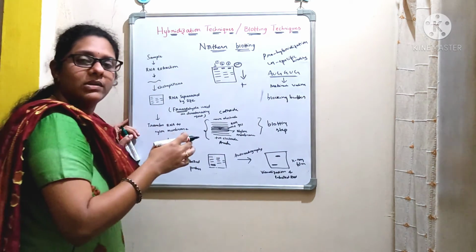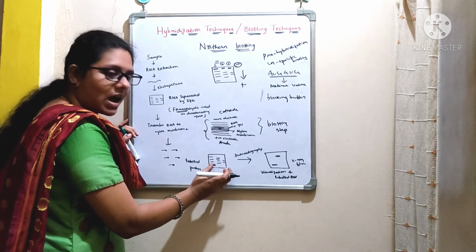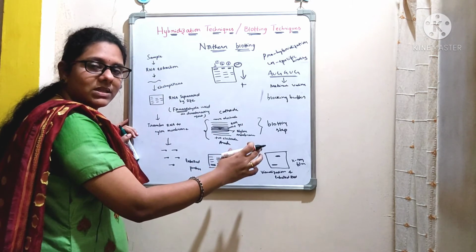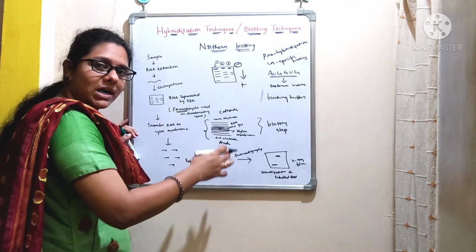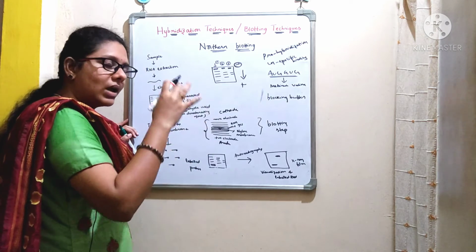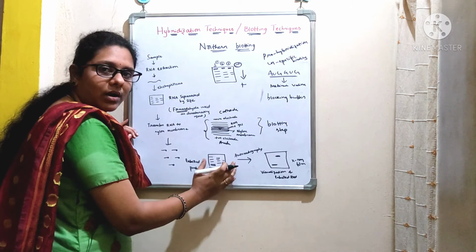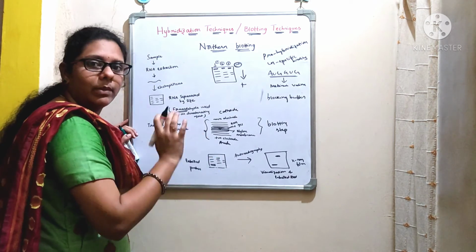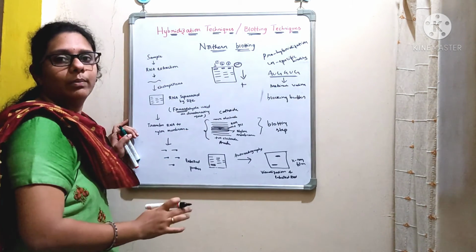So what is the need of this blocking buffer? We only need the specific binding of the probe with the RNA sequence. So our intention is to find out that particular RNA sequence and we want to know the gene expression. But if this probe goes and binds with some other sequence, there is no use of performing this technique. To avoid such unspecific binding onto the membrane, we are going to block the membrane. So only these regions will be exposed. The rest of the membrane will be blocked to prevent the unspecific binding of a probe.